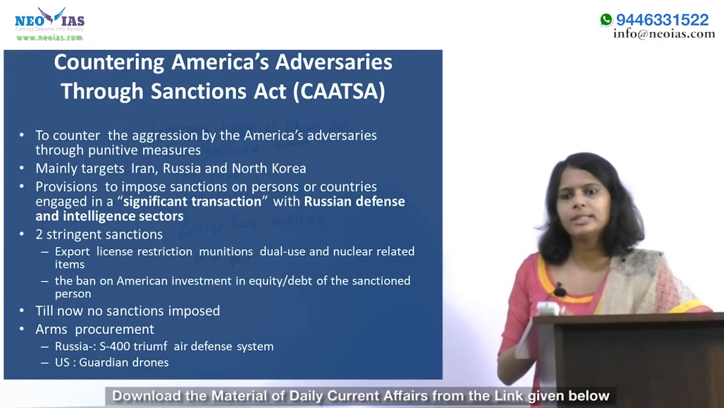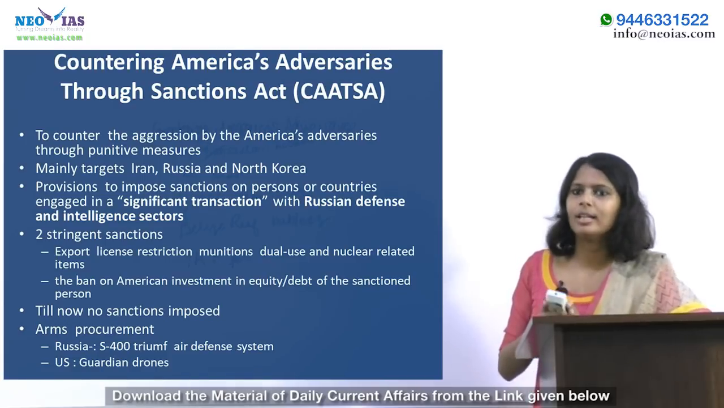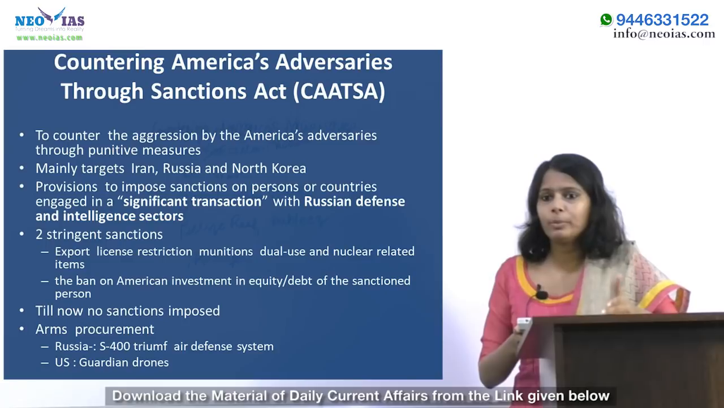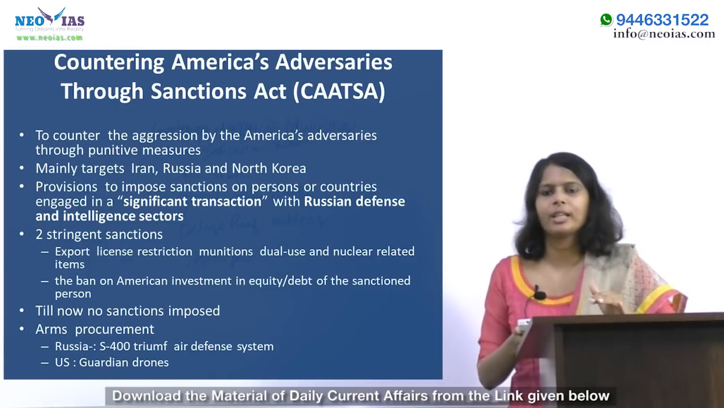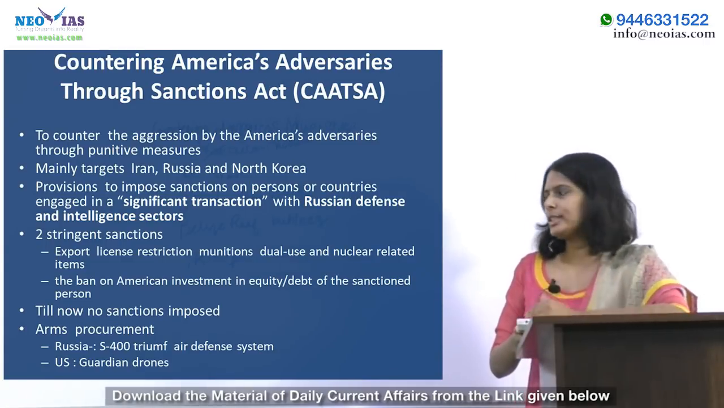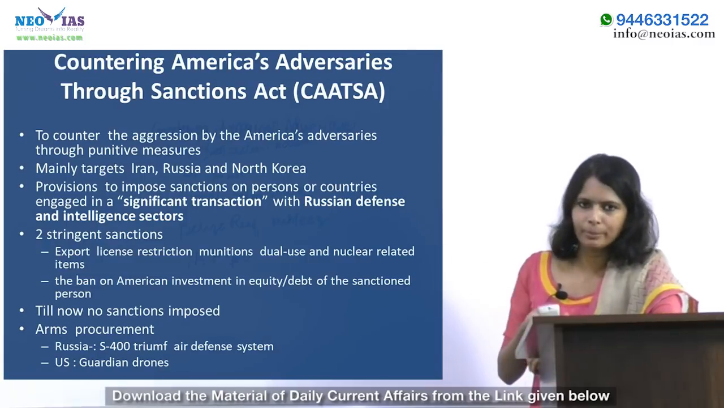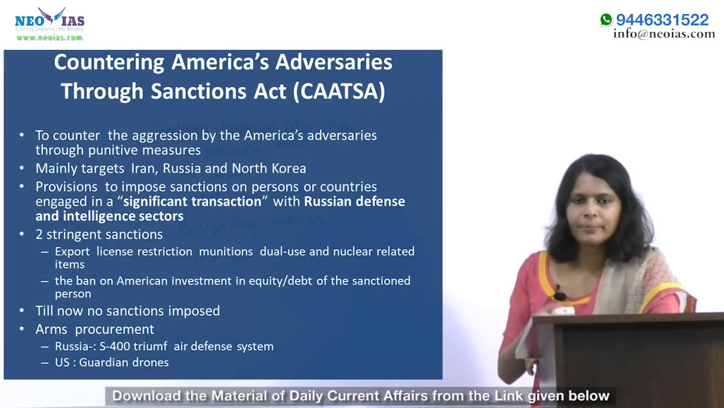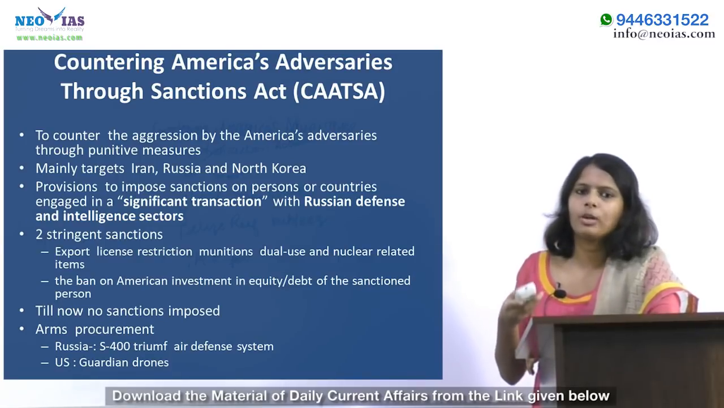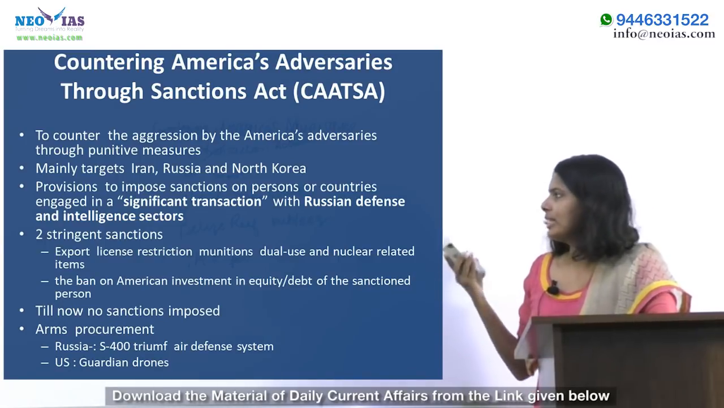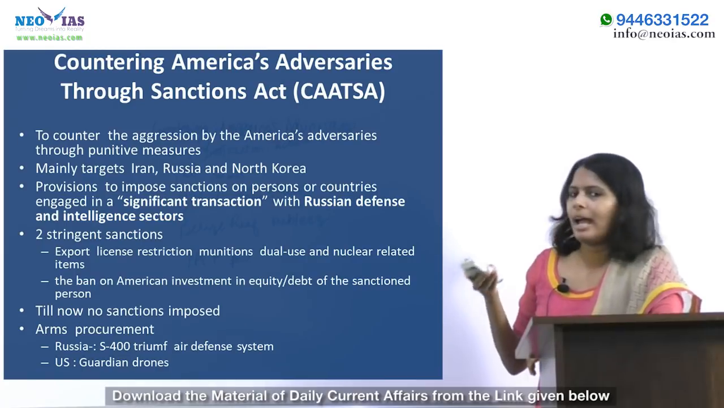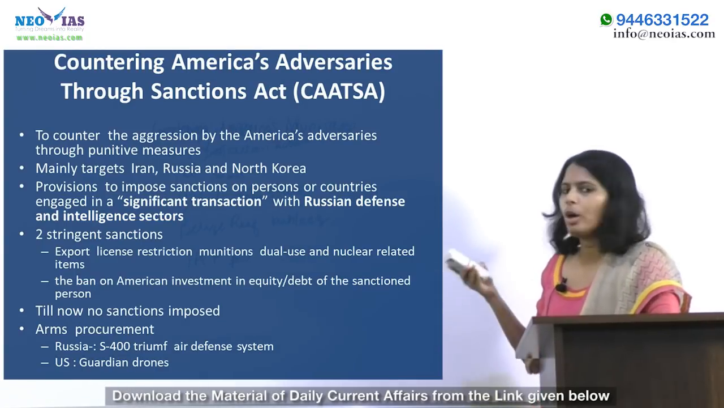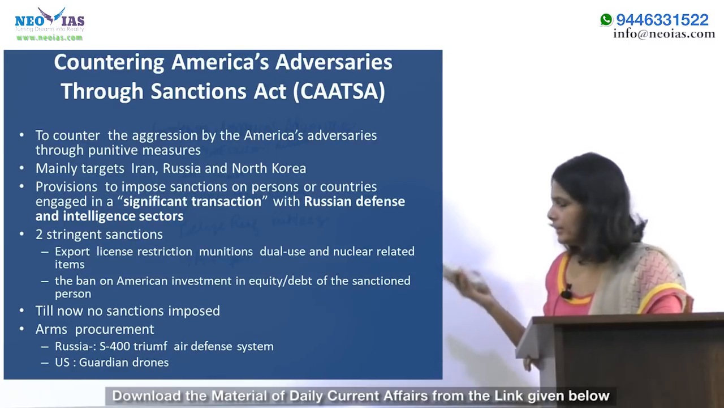Russia is the predominant supplier of arms for India. So this means the US can actually impose sanctions upon India. There are around 12 sanctions that the President of the US can impose on parties that engage in transactions with Russia. Two of the most stringent of these sanctions are export license restriction and the other is a ban on American investment in equity or debt of the sanctioned person.